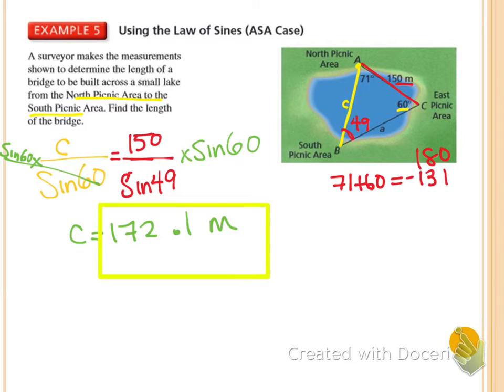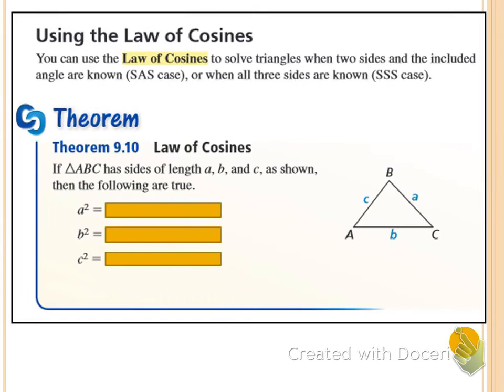Okay, so that's the law of sines. Let's talk about the law of cosines. The law of cosines is used when you don't have a known pair, in the cases of side-angle-side and side-side-side. If you look, there are 3 formulas, and it can look overwhelming at first, but you will recognize the pattern.